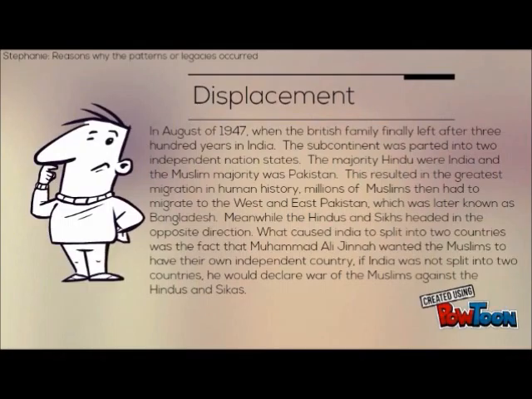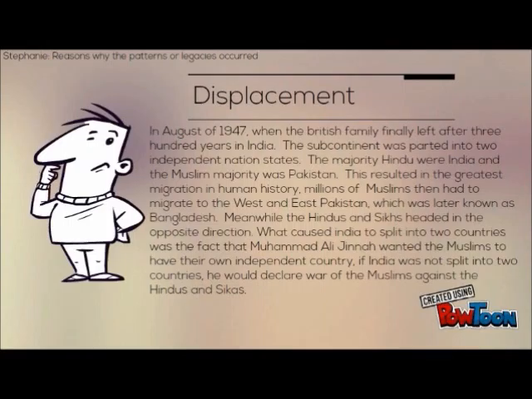The subcontinent was parted into two independent nation-states. The majority Hindu was India and the Muslim majority was Pakistan. This resulted in the greatest migration in human history. Millions of Muslims then had to migrate to West and East Pakistan, later known as Bangladesh. Meanwhile, the Hindus headed in the opposite direction.